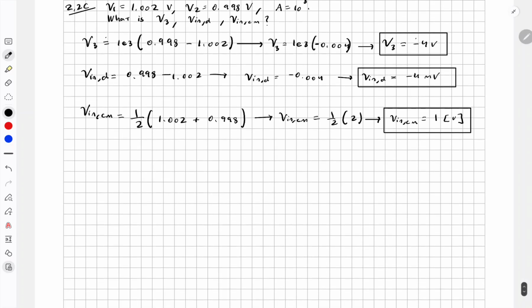Okay, last practice problem from 2.2, 2.2D. We are told that V1 is equal to negative 3.6 volts and V3 is equal to negative 3.6 volts. So again, we're finding whatever terminal pin is not here, so that is V2, and same procedure as before, V in D, and also V in common mode. So we're trying to find these things.